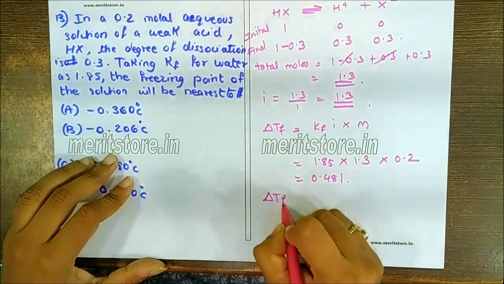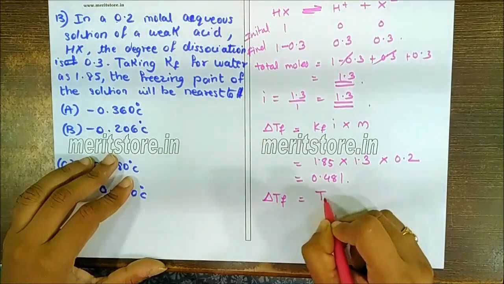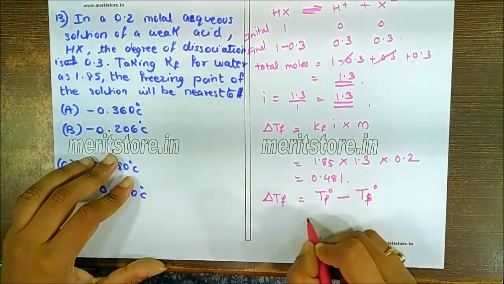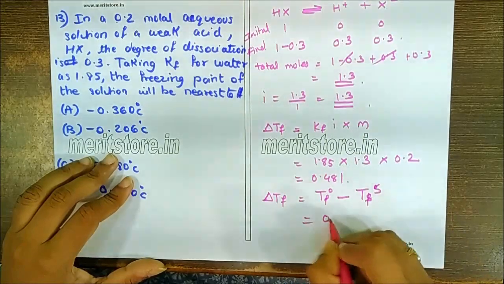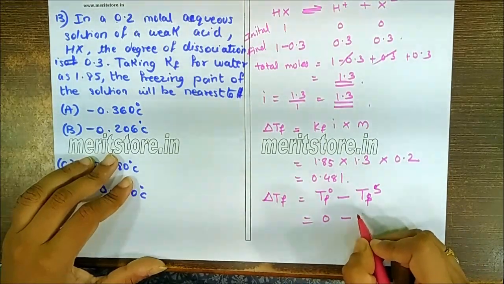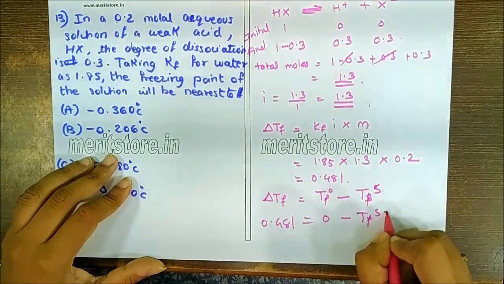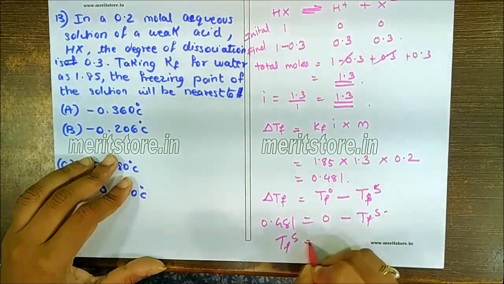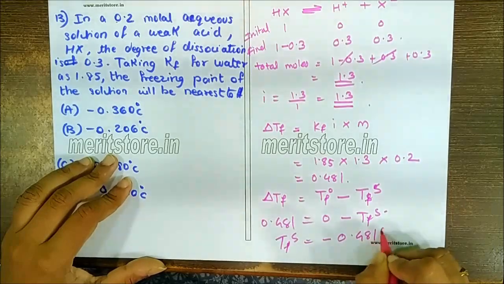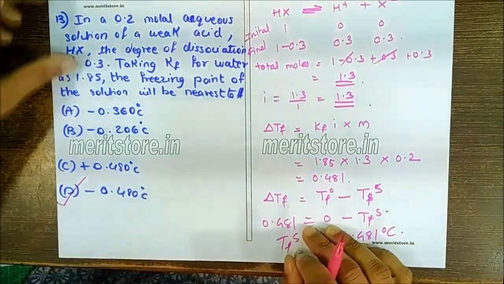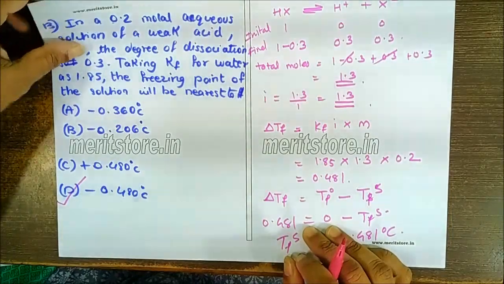But delta Tf is equal to the pure solvent minus the solution. Pure solvent is 0 minus solution. This is 0.481 and this is Tf of the solution. So Tf of the solution is minus 0.481 degrees Celsius. So the answer is nearby option D.